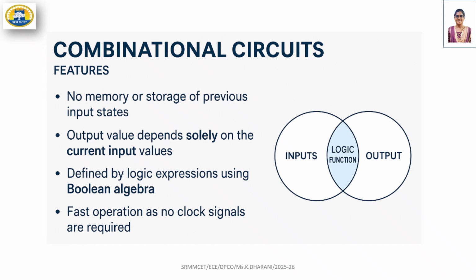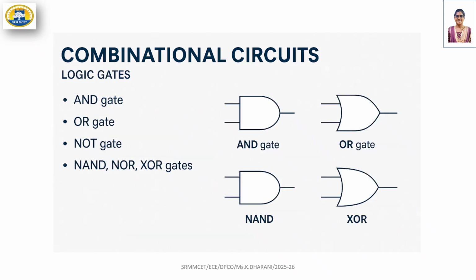These are the features of combinational circuits. No memory or storage of previous input status is stored in a combinational circuit, and output values depend upon the current input values. It is defined by logical expressions using Boolean algebra, and it has fast operation as no clock signals are required. To help you understand more about it, I have given the logic gates: AND gate, OR, NOT, NAND, NOR gate and XOR gate.